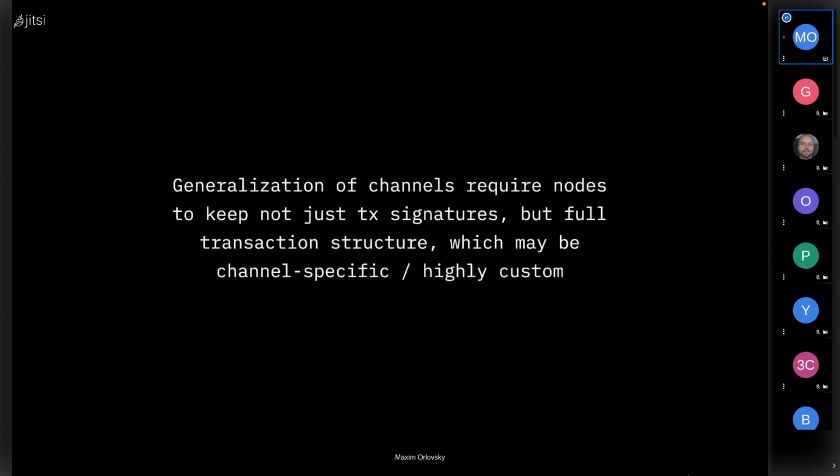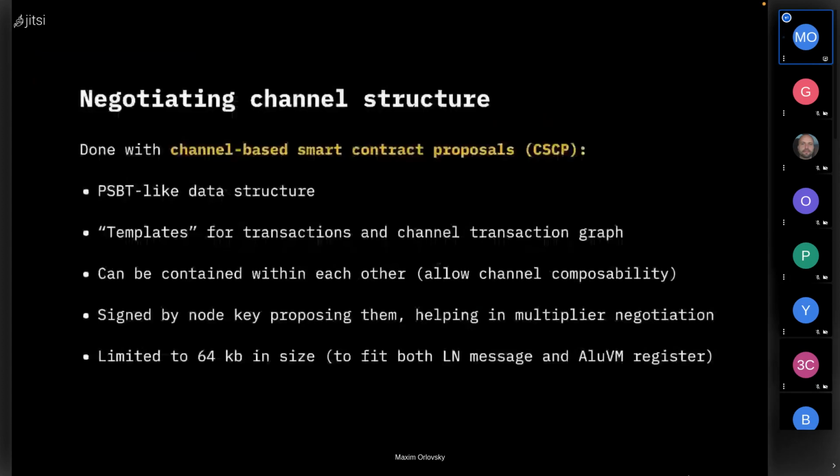The side cost of this abstraction is that generalization of channels will require nodes to keep not just transaction signatures, but the full transaction structure, because each channel and each transaction in the channel may have a custom structure, not deterministic, unlike the existing Lightning network. So how can this custom transaction structure be negotiated between Lightning nodes?